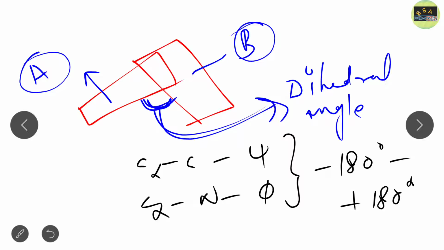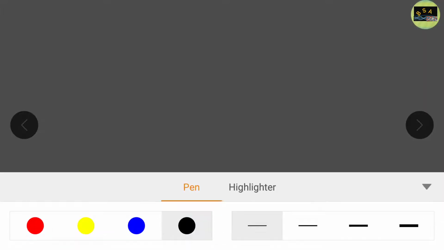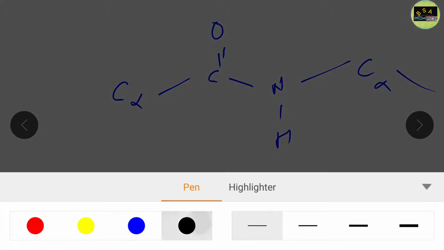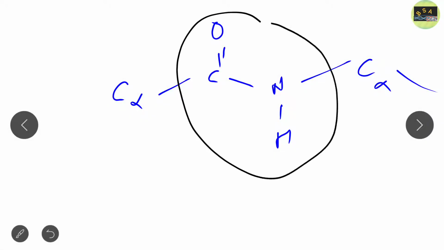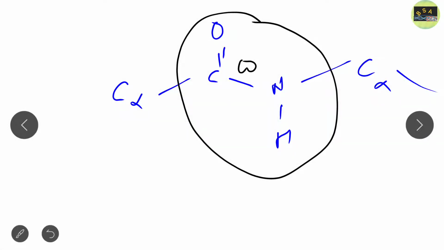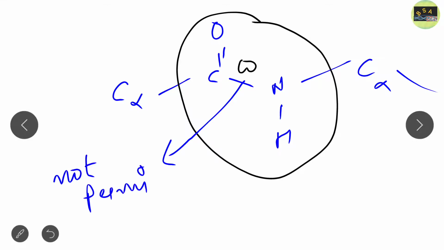Okay, now what about the peptide bond, or what about that angle, that is CONH? If you see the angle, that is C alpha, C double bond O, NH and C alpha. So if we look at this structure, the angle between the CONH is the omega, and rotation is not possible in this angle. Why is rotation not possible in this angle? The rotation is not permitted.